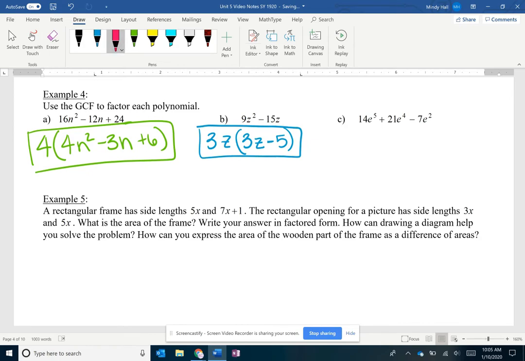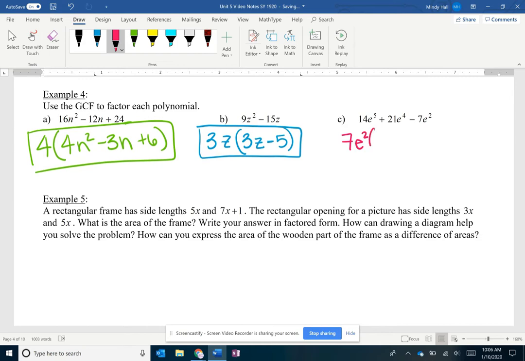All right, so then with the last example, we have 14, 21, and 7. Our greatest common factor is going to be a 7 because all the numbers can be evenly divided by 7. And then looking at my variables, we would have e squared because, again, you want the lowest exponents when you're trying to find a GCF.